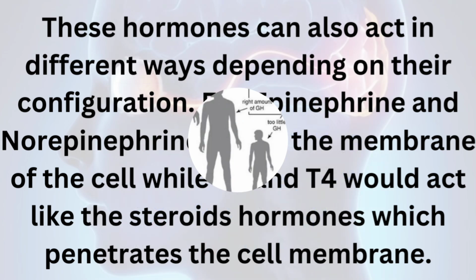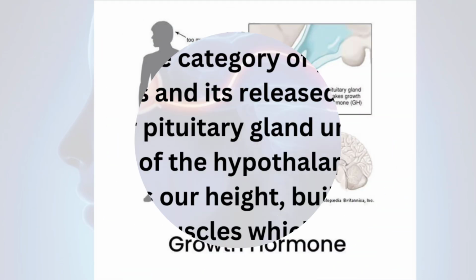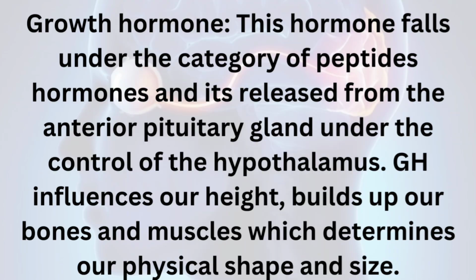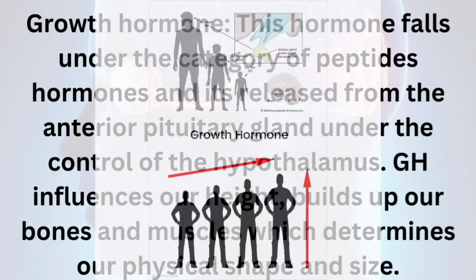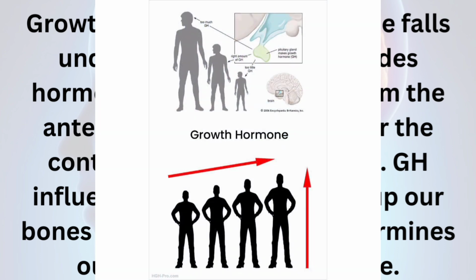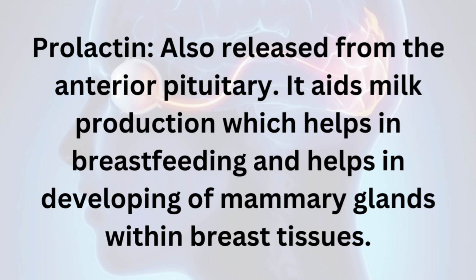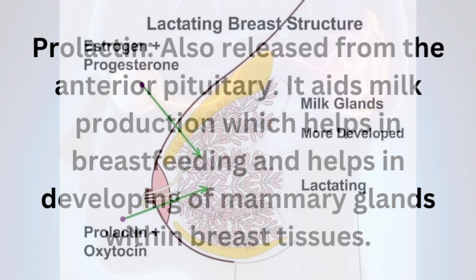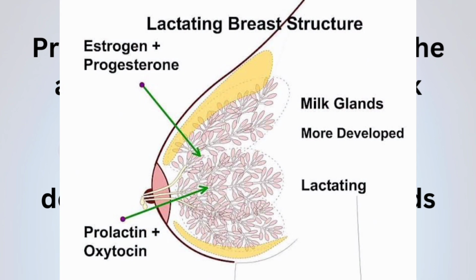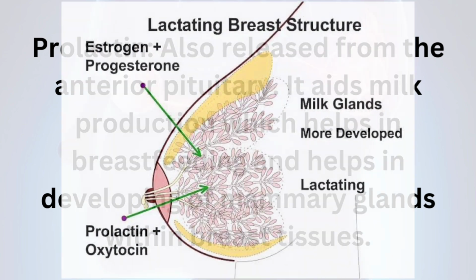The first one we have is growth hormone. This hormone falls under the category of peptide hormones, and it's released from the anterior pituitary gland, under the control of the hypothalamus. GH influences our height, builds up our bones and muscles, which determines our physical shape and size. The next one is prolactin, also released from the anterior pituitary. It aids milk production, which helps in breastfeeding and helps in developing mammary glands within breast tissues. It also falls under the peptide hormones.